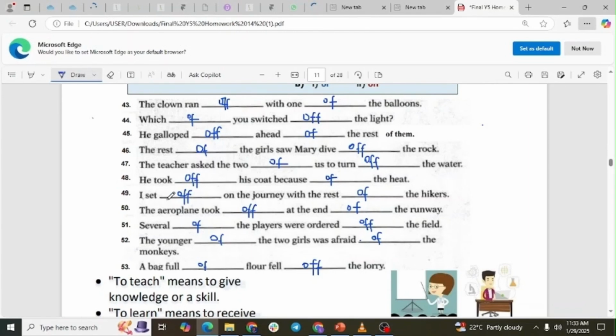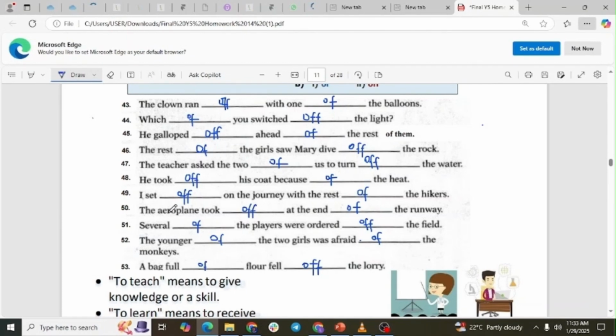Question 49. Sentence. I set blank on the journey with the rest blank the hikers. Correct answer A. Off to, of. Explanation. Off is used to indicate the beginning of the journey, and of describes association with the rest of the hikers.